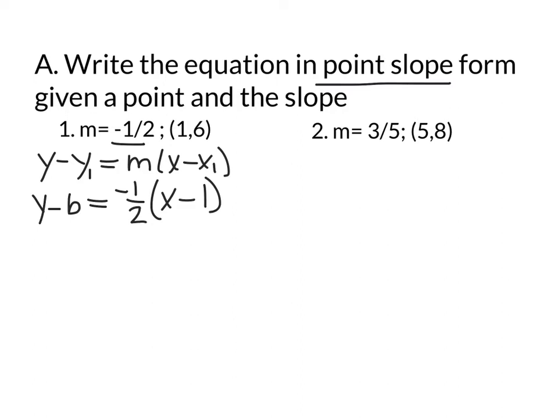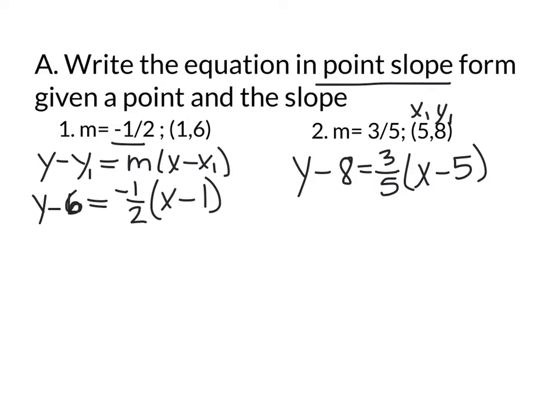Number 2, if m is 3/5 and my point is 5, 8, it's y minus, this is y1, 8, equals m, 3/5, times x minus x1, which is 5. And again, this is the point-slope form. So I'm done. Now, what if it said, write it in slope-intercept? Instead, we're going to use point-slope form, and we're going to distribute.